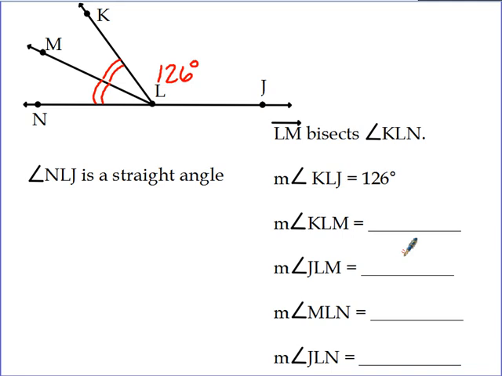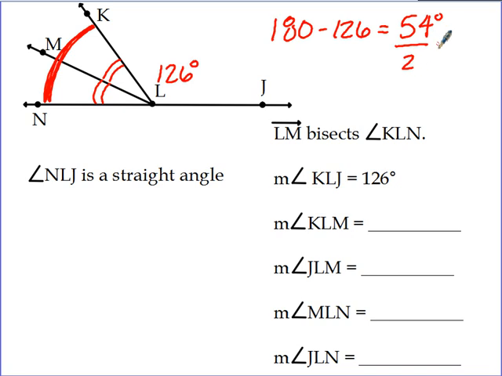So if I subtract 126 from 180, I get 54 degrees. So I know that this whole angle here is going to be 54. Well, it has two equal pieces, so I'll just divide that in half to get 27 degrees. And now I know that these two pieces are 27 degrees. And now I can look and see what they're asking for.